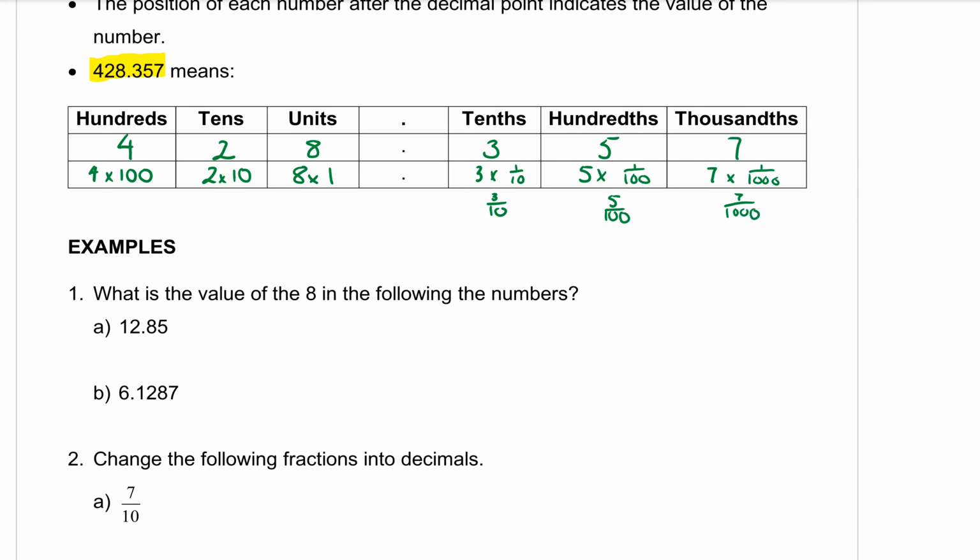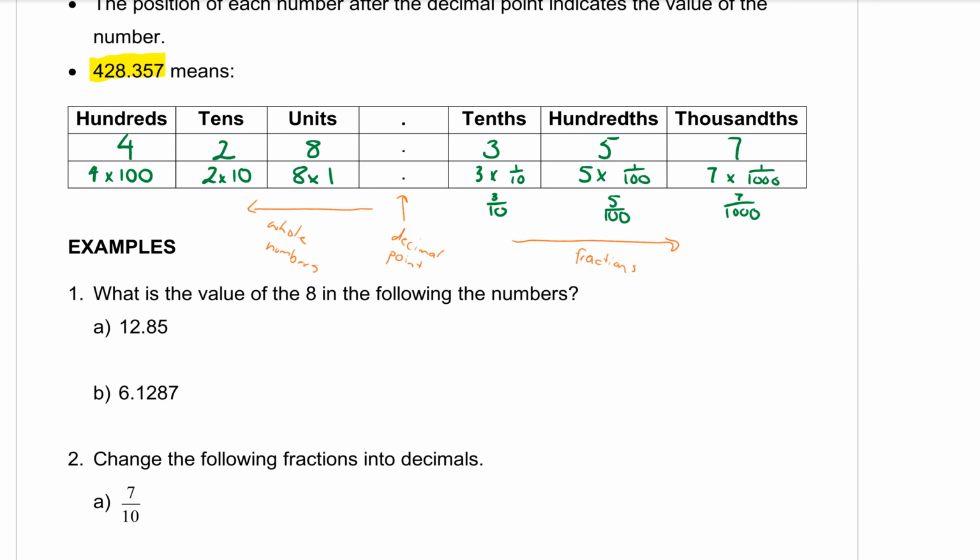So when we have our decimal point here in the middle, the numbers going to the left, going that way, they are all whole numbers. The numbers going to the right are all fractions. Can be written as fractions. So we are going to practice the decimal point ones, particularly writing those as fractions.